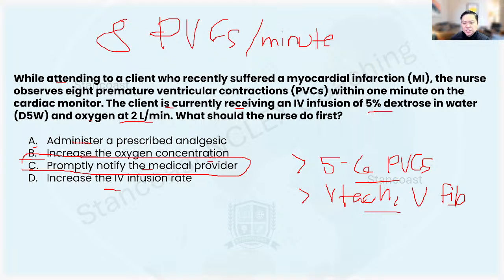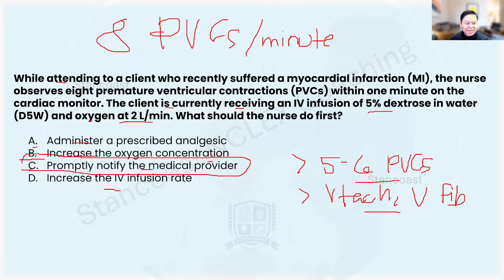Now, if you're going to select increase oxygen concentration, will that help? Yes, it can help with the patient's perfusion to the heart. It will at least maintain the perfusion, but it's not a priority intervention to manage or to get rid of the irritable rhythm, okay? So we want to make sure that we are addressing first by letting the doctor know, because the oxygenation would probably happen as a secondary intervention.